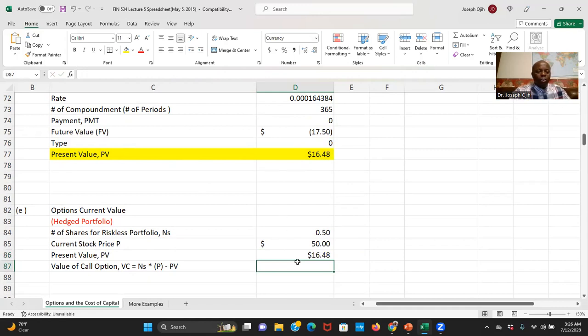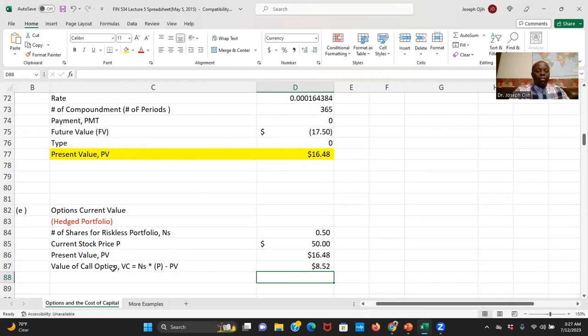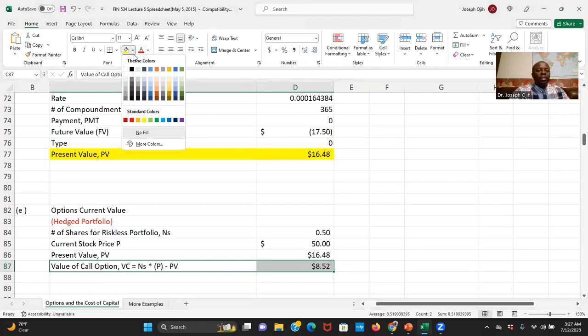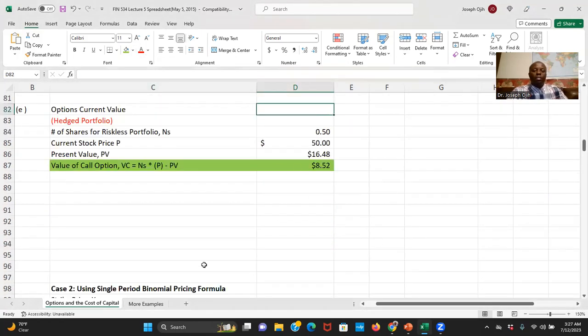So the value of the call option equals the number of shares of the risk-free portfolio times the current stock price, close the parenthesis, then minus the present value. That gives us $8.52. $8.52. I'm going to highlight it with green. $8.52.